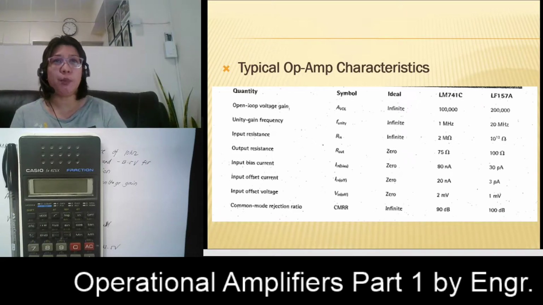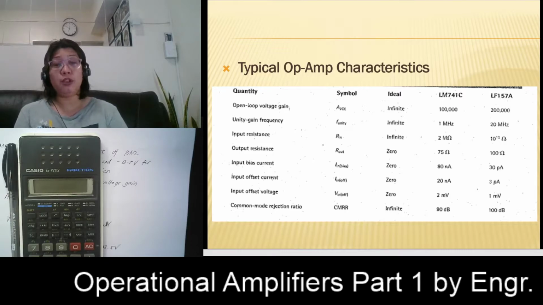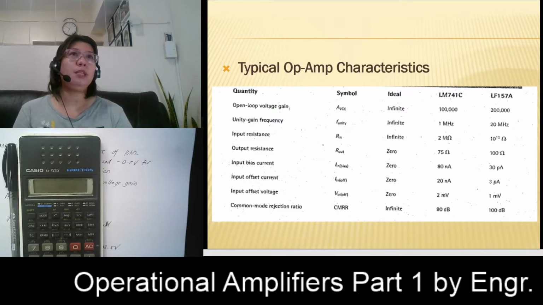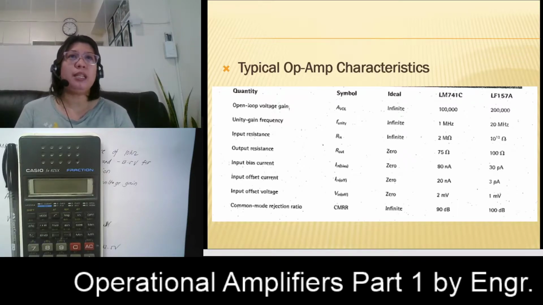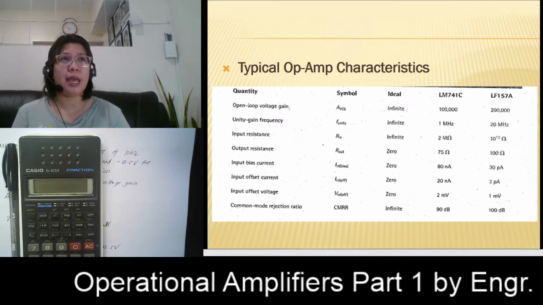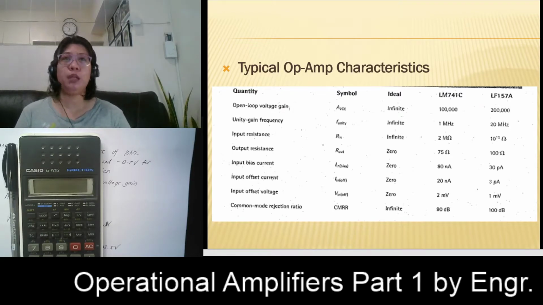LF157A here is an example of a BiFET op amp. Therefore, we get the advantages of both the BJT and the JFET. What is the advantage of BJT over JFET? BJT is more capable of having higher gain. That is the contribution of your BJT to your BiFET op amp. However, your JFET, on the other hand, is used for smaller input bias and offset currents. Therefore, if you have smaller input bias and offset currents, you have a higher input resistance.